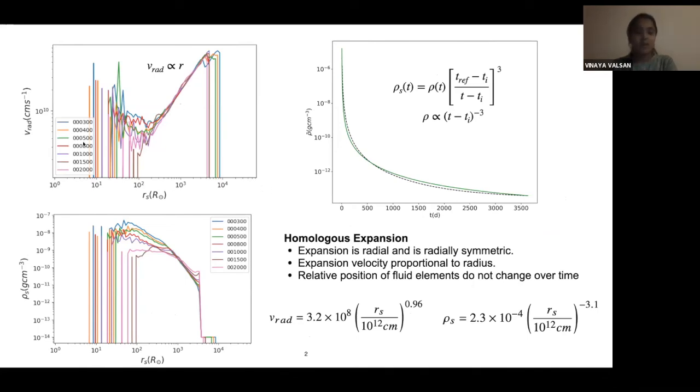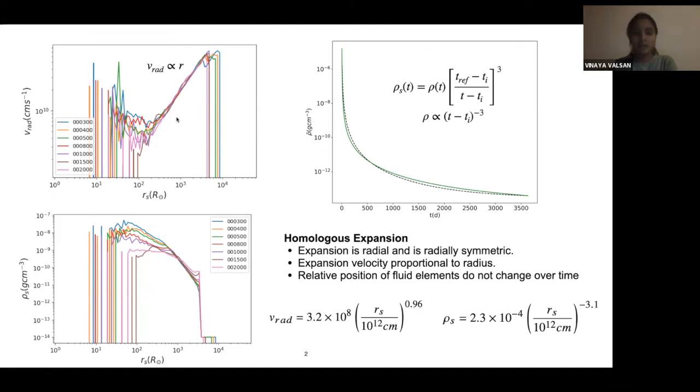On the top left corner, I'm plotting the radial velocity as a function of radius for different time slices from the simulation. The best fit power law for this graph is given as radial velocity proportional to radius to the power 0.96, which agrees quite well with our expected relation for homologous expansion, confirming homologous expansion in our simulation.